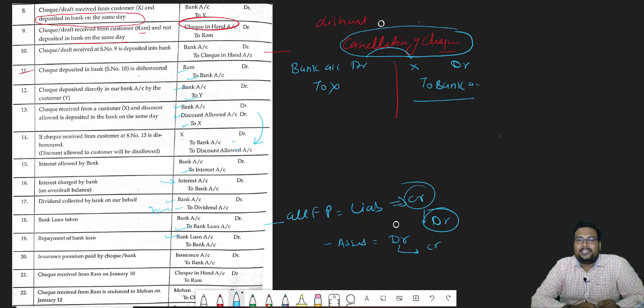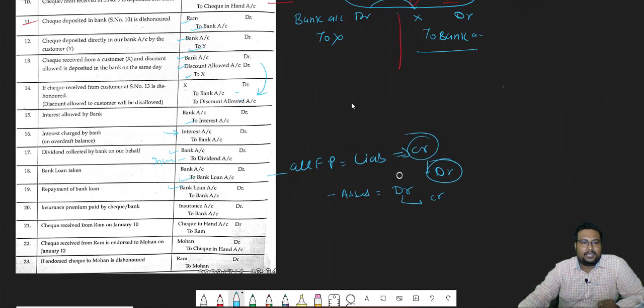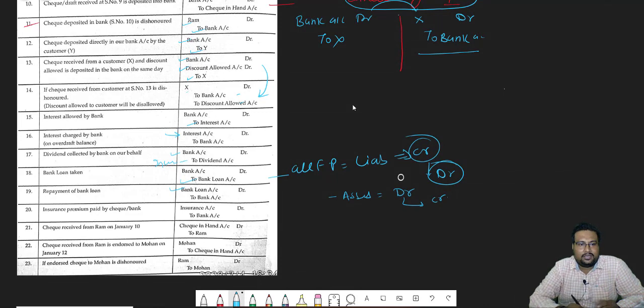In the last class we were discussing how to pass the entries related to bank transactions. In this series we will continue the same and learn how to pass the opening entry and how to pass the compound entry also. So we had discussed till question number 19, how to repay the bank loan.